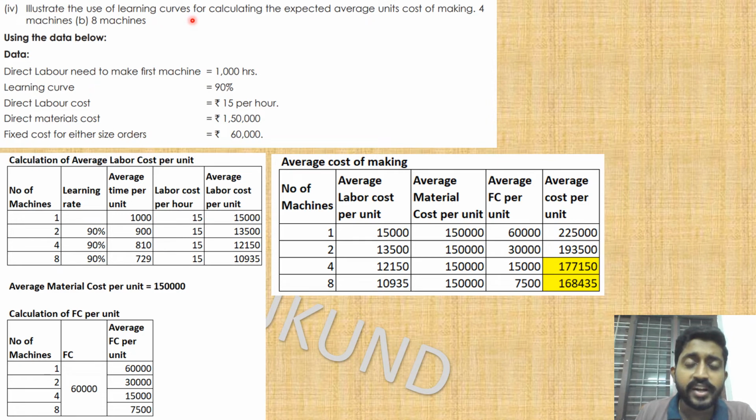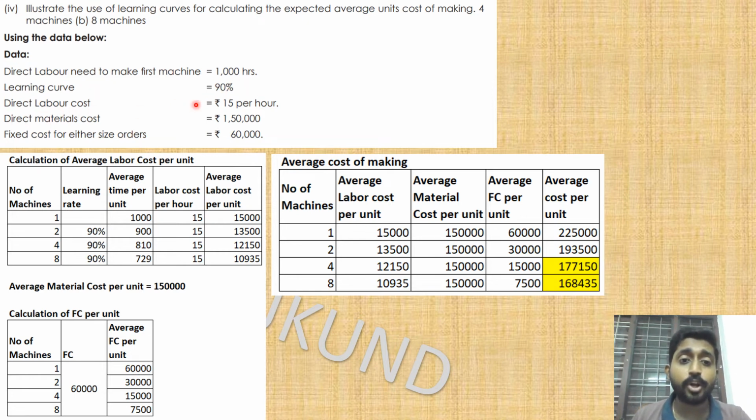Illustrate the use of the learning curve for calculating the expected average unit cost of making 4 machines or 8 machines. So for 4 machines and 8 machines, what will be the cost involved? The direct labor needed to make the first machine is 1000 hours. Of course, over a period of time for the subsequent units, the time taken will reduce. That's why this is a learning curve. It is a 90% learning curve.